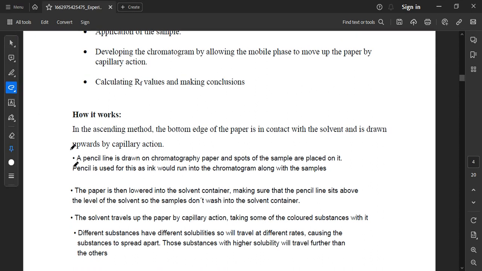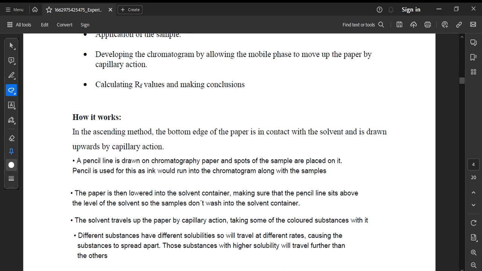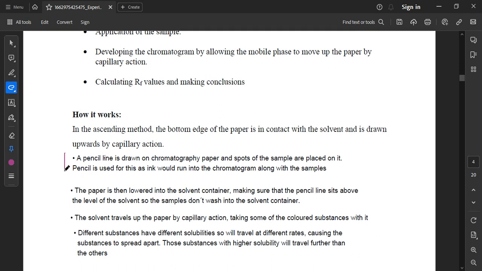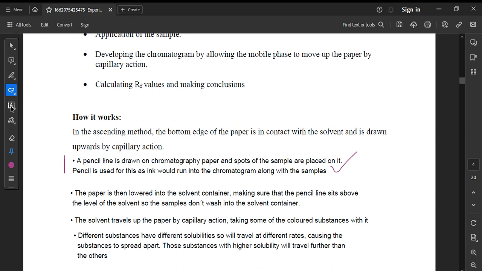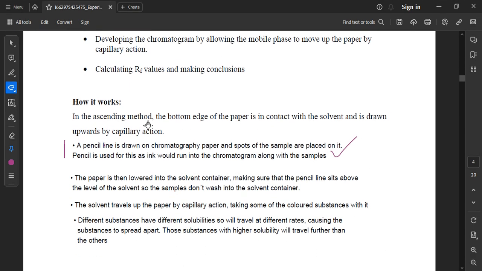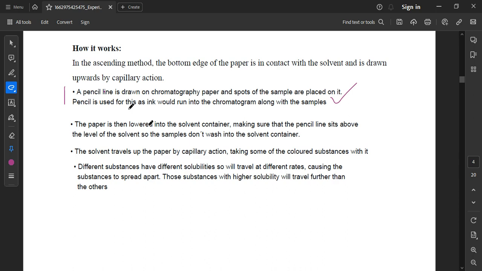Now this is something you have to take note of. Due to a lot of questions that come on this, why is pencil used when doing chromatography, or why isn't a pen used? That is why I have to pay special attention to this. And this topic usually comes in alternative papers, so you have to pay special attention to this one as well.